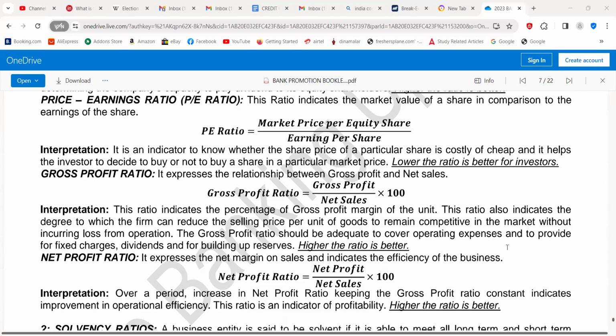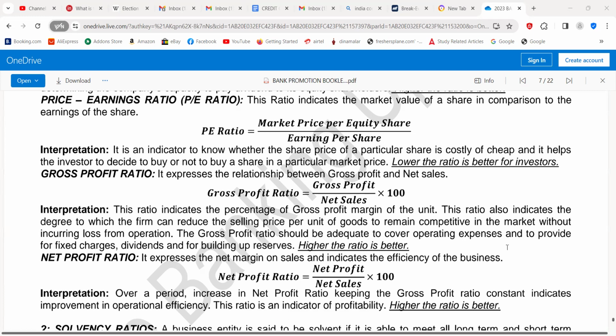Continue. Gross profit ratio. It expresses the relationship between gross profit and net sales. Its formula is gross profit ratio is equal to gross profit divided by net sales into 100. Its interpretation, this ratio indicates the percentage of gross profit margin of the unit. This ratio also indicates the degree to which the firm can reduce the selling price per unit of goods to remain competitive in the market without incurring loss from operation.